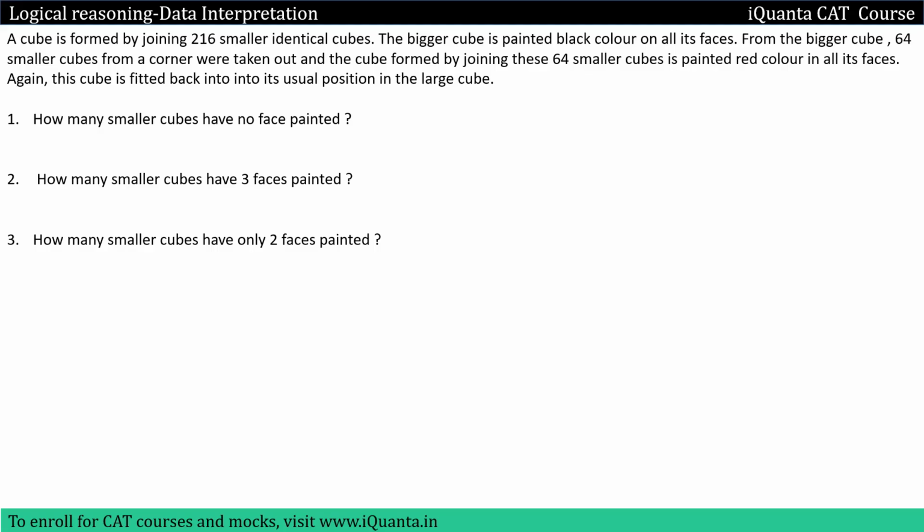The question here is, a cube is formed by joining 216 smaller identical cubes. The bigger cube is painted black on all its faces. From the bigger cube, 64 smaller cubes from a corner were taken out, and the cube formed by joining these 64 smaller cubes is painted red on all its faces. Again, this cube is fitted back into its usual position in the large cube. We have to find the number of smaller cubes that have no face painted, the number that have 3 faces painted, and the number that have only 2 faces painted.